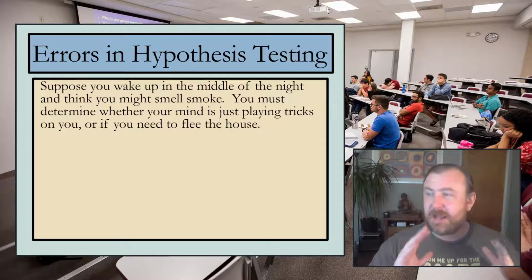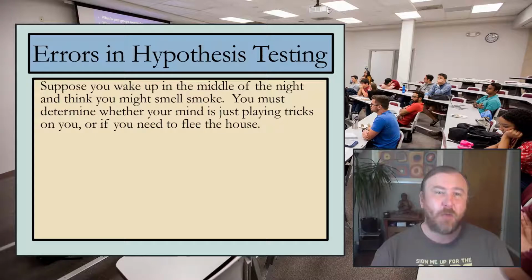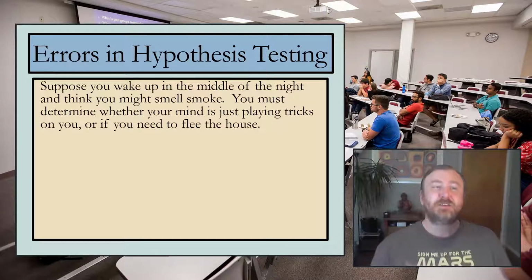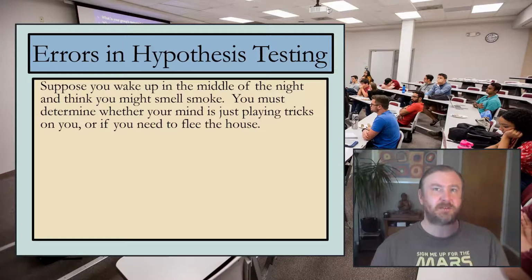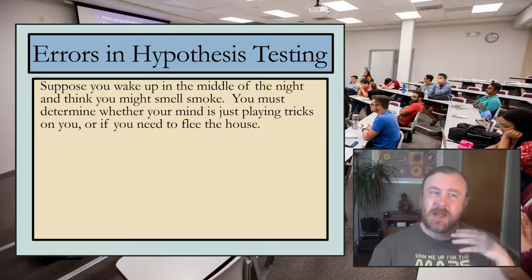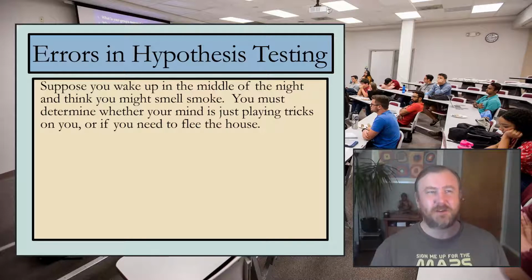So let's walk through an example of what these errors in hypothesis testing look like. Suppose you wake up at home in the middle of the night, and in your mind, you are trying to predict whether or not there's a fire in the house. You think you might smell smoke. You need to determine whether your mind's playing tricks on you or if you need to get up and leave the house because there's a fire.